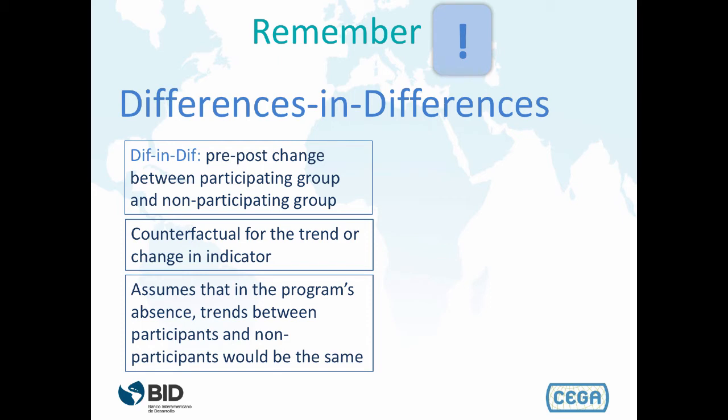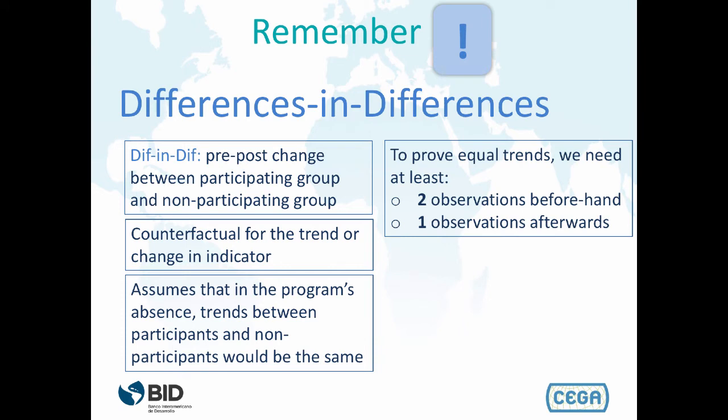It assumes that in the program's absence, trends between the participant and the non-participant would be the same. To test this idea, we'd like to have 2 observations beforehand and 1 observation afterwards. We can use the 2 observations prior to intervention to test whether or not the trends in the treatment group were equal to the trends of the control group.